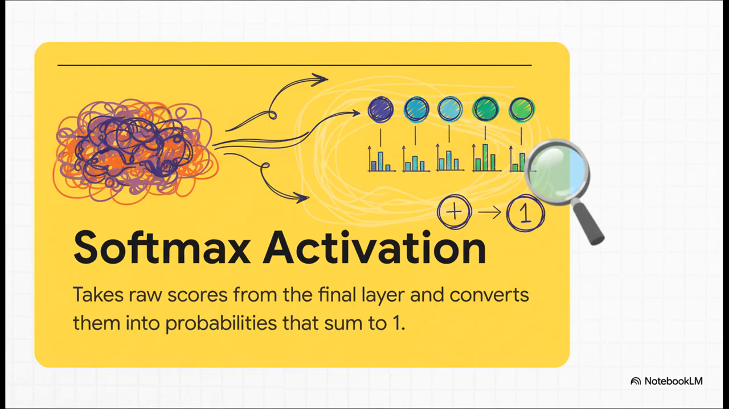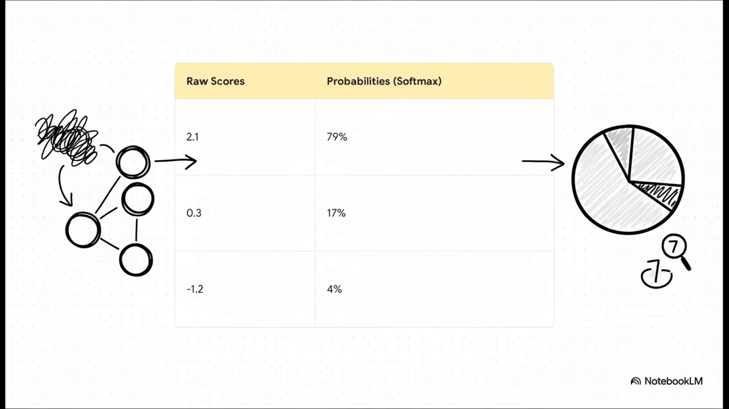Okay, now what about the final layer? We don't just want some random internal score. We want an answer we can actually understand. And that's where another function, called softmax, comes in. It takes all the messy final scores from the brain and just tidies them up into a clean set of probabilities. So the bot might internally decide that the score for a 7 is 2.1, while the score for a 1 is negative 1.2. I mean, what do you do with that?